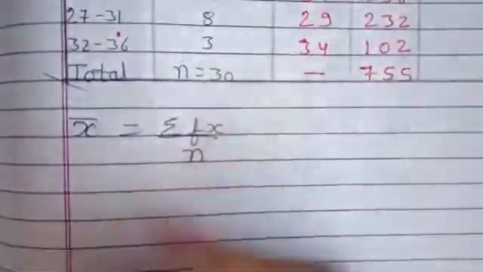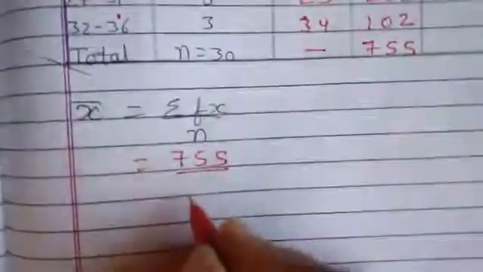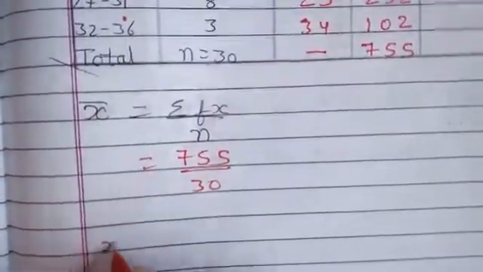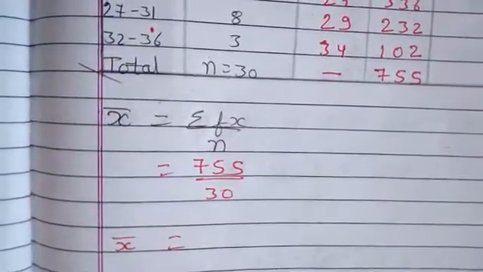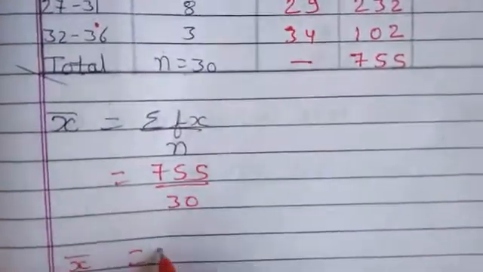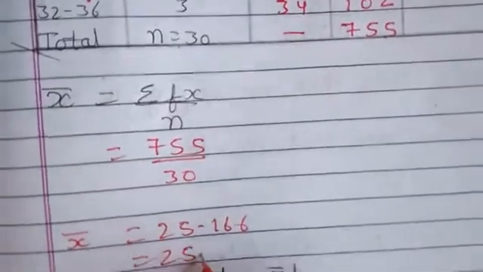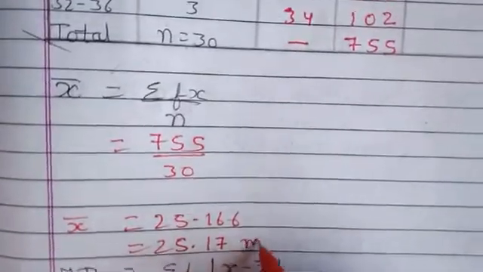Now we'll find out the mean. X bar is equal to sigma fx upon n. So 755 divided by 30. So x bar is equal to 755 divided by 30. You'll get your answer as 25.166, or we can write it as 25.17 marks.